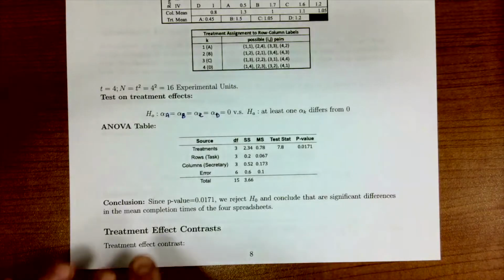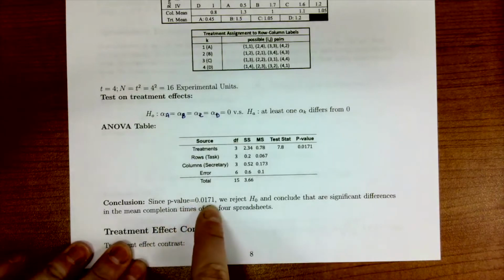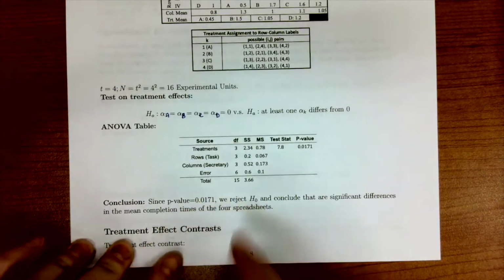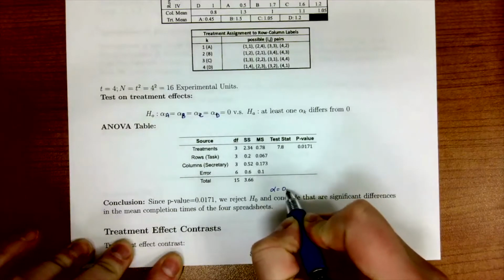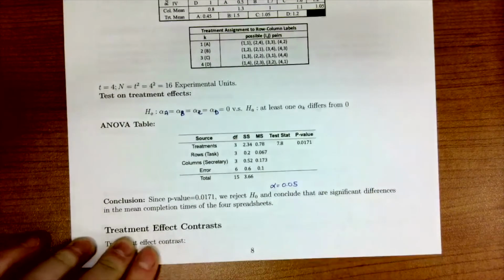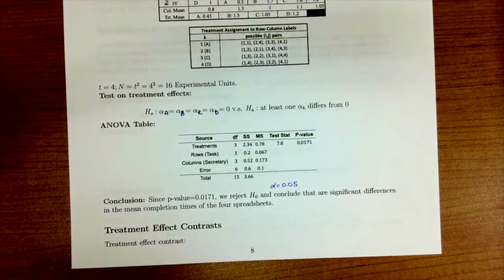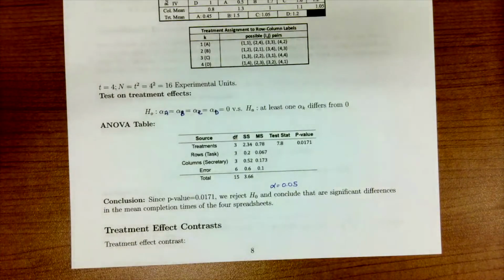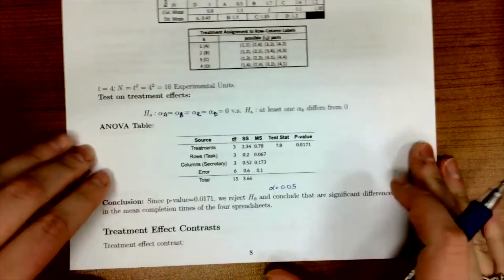So notice that we have a p-value of 0.0117. So we're going to reject the null where we're using an alpha of 0.005. And we're going to conclude that there are significant differences in the means of completion time for these four spreadsheets. Additionally, what we can also do is if a priori to doing your design, you had a thought of a specific contrast you want to look at, we can also do treatment contrasts for the Latin square. So let's look at that.